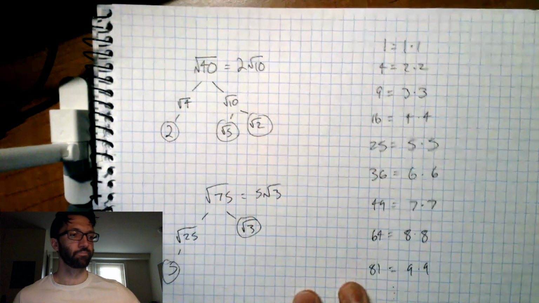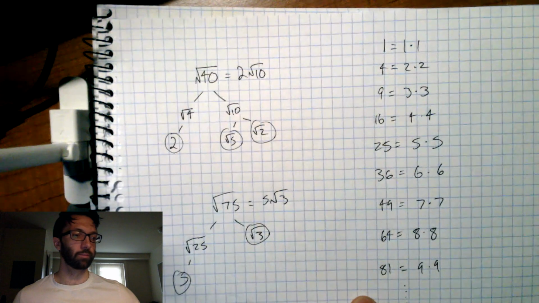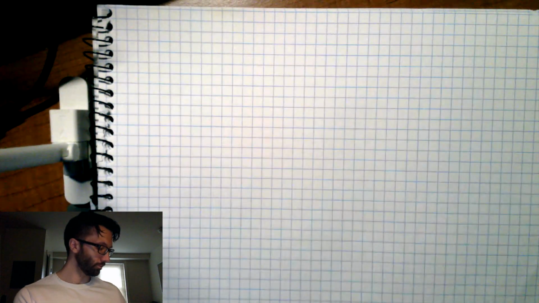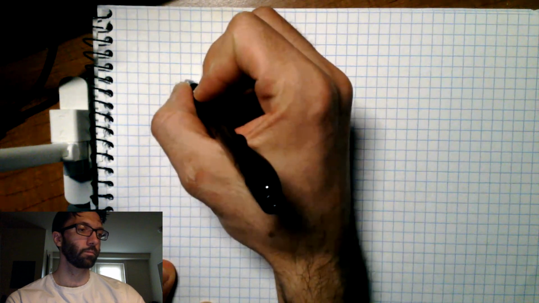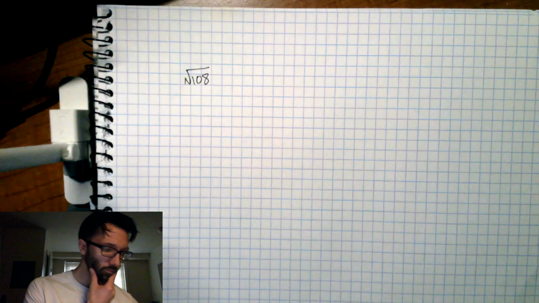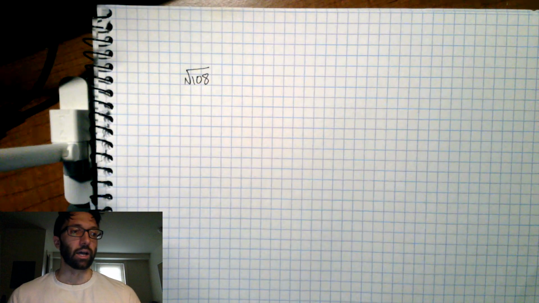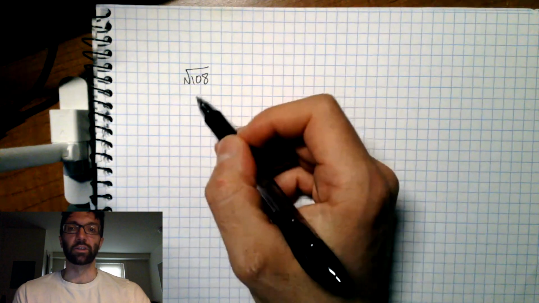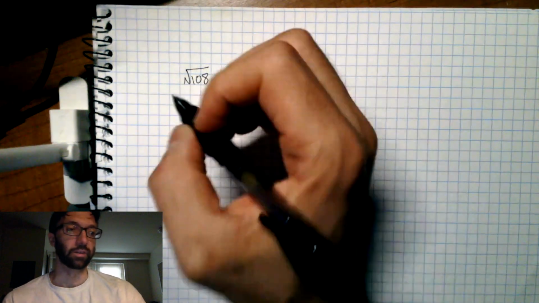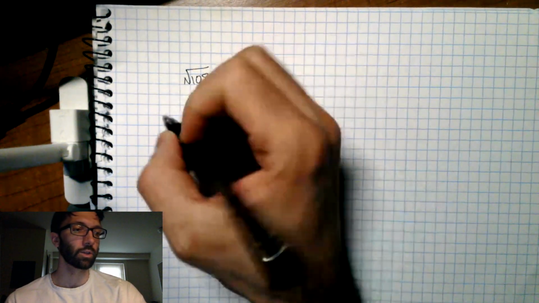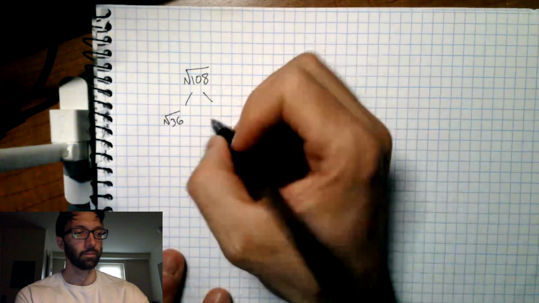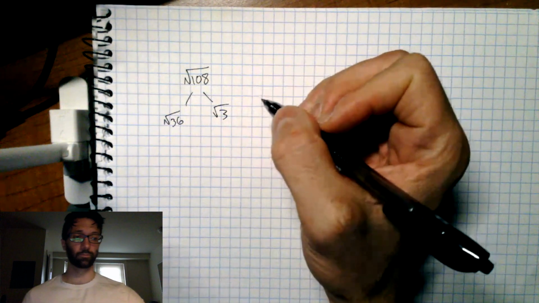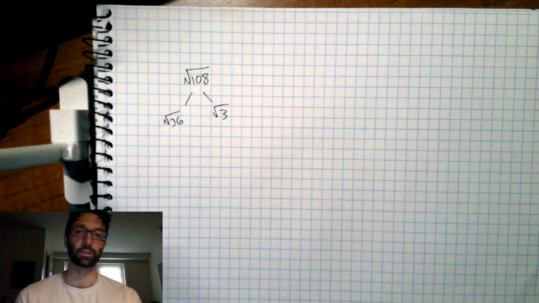Okay, and we'll do one more here. We'll do the square root of 108. So just to save time, it turns out that the largest perfect square that goes into 108 is 36. So I will break this down into the square root of 36 times the square root of 3, because 3 times 36 gives me 108.